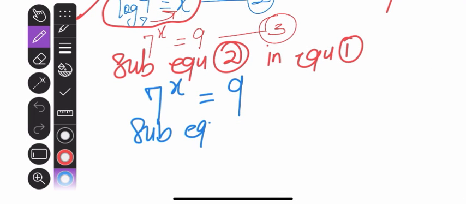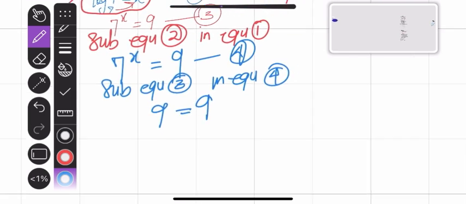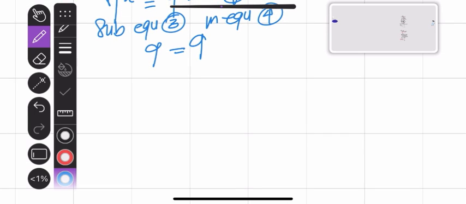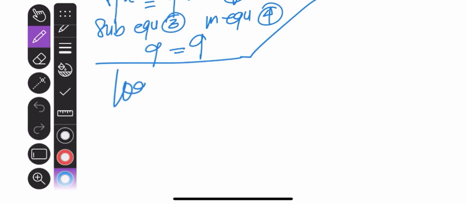Now let's substitute equation 3 in equation 4. Then we have that 7 raised to the power x is 9, so it means 9 equals 9. But if you do not understand this concept, let us use another example to show that the expression is true.